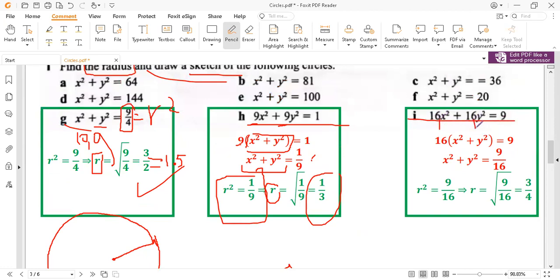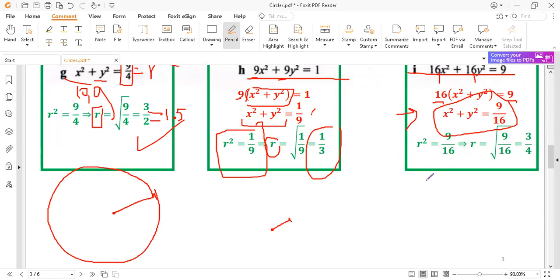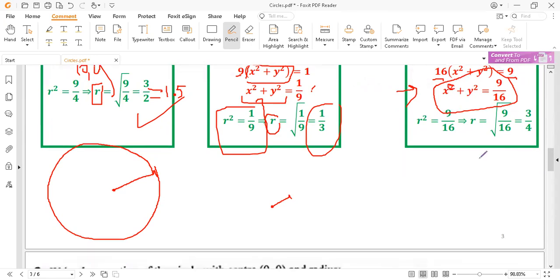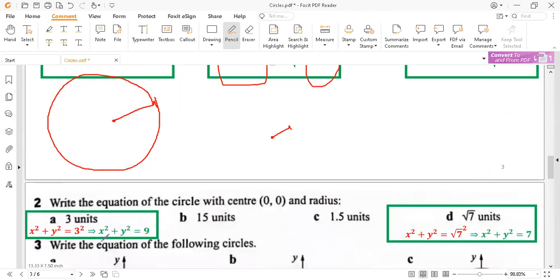The same for this one. Fortunately, the numerical coefficients of x² and y² in 16x² + 16y² are the same, so we take them as a common factor and form the standard form of this equation. We are dealing with a circle centered at the origin, because we have no values other than x and y under the squares. We have x² + y² = 9/16. In this case, r is the square root of 9/16, which is 3/4.